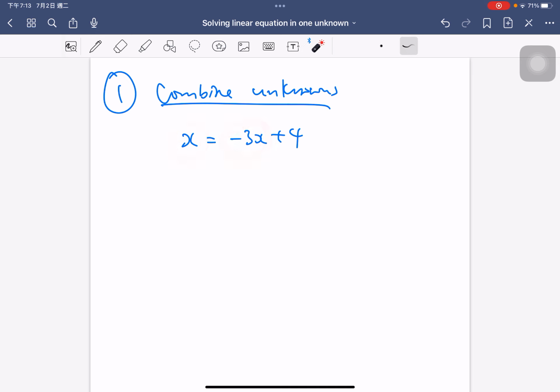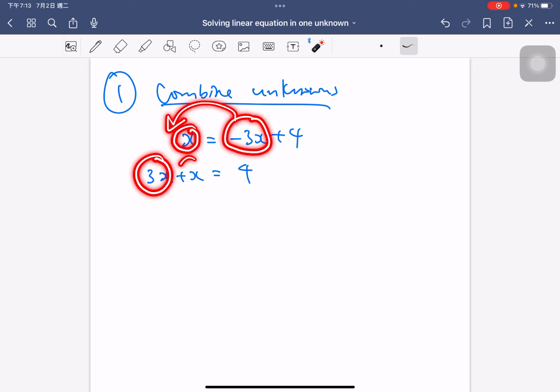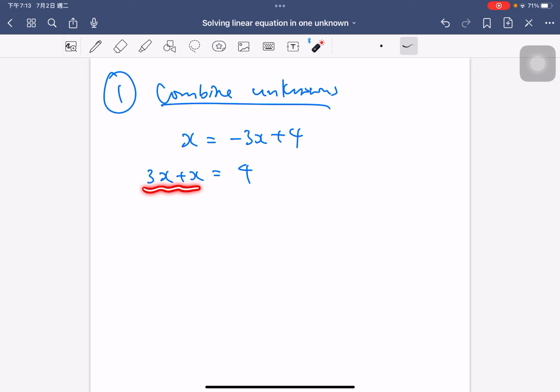We always put the unknowns on the left hand side, which means that for this negative 3x, we're moving it to the left, and it becomes positive 3x. So now I have 3x plus x equal to 4. Again, I move this negative 3x to the left hand side, it becomes positive 3x, and then this x is originally positive, so I add the x. Now I combine them: 3x plus x will give you 4x equal to 4.